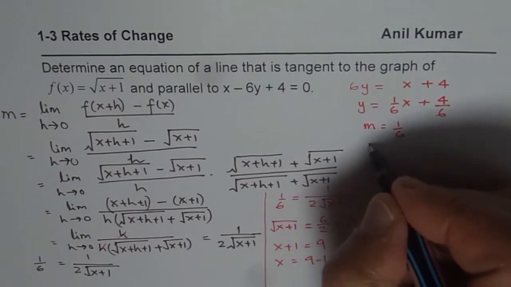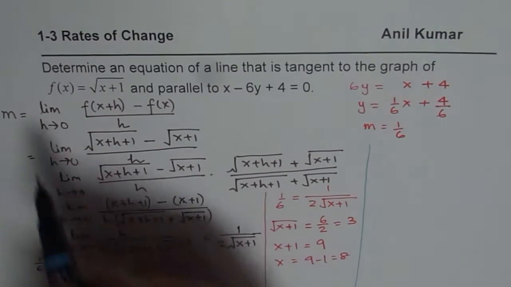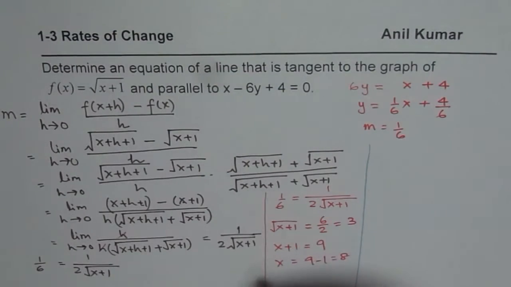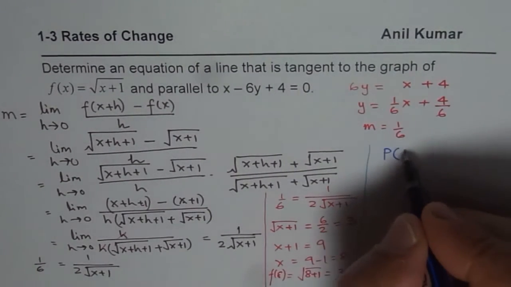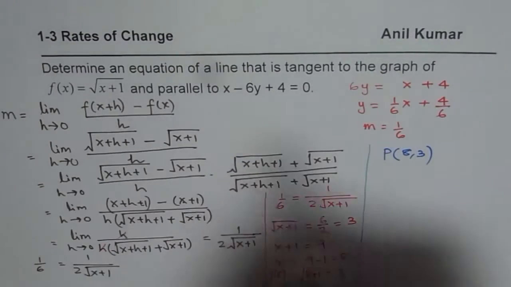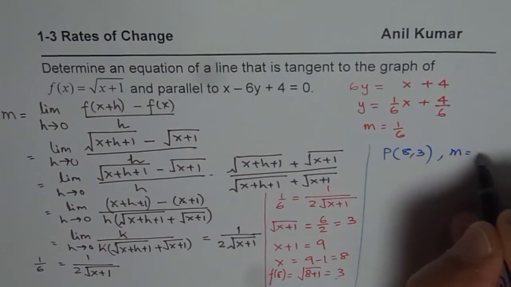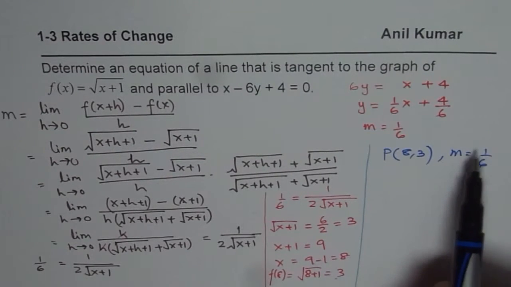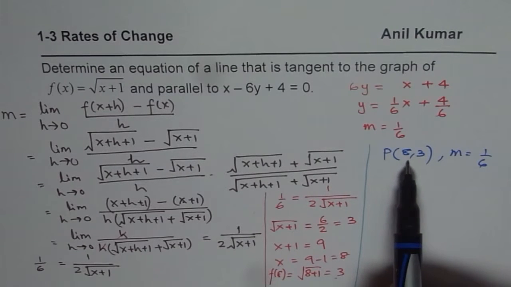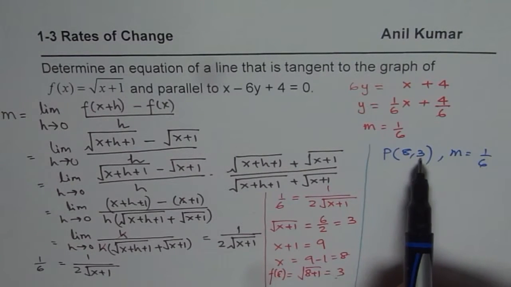Now if x is 8, what is the value of f of x? We can write f of 8 equals square root of 8 plus 1, which is 3, since 8 plus 1 is 9. So the point on the curve is 8, 3. So 8, 3 is the point on the curve square root of x plus 1 where the slope is 1 over 6. We need to find the equation of the tangent line with slope 1 over 6 going through the point 8, 3.